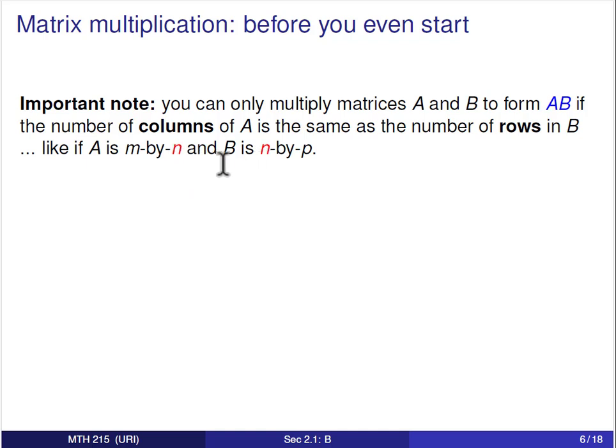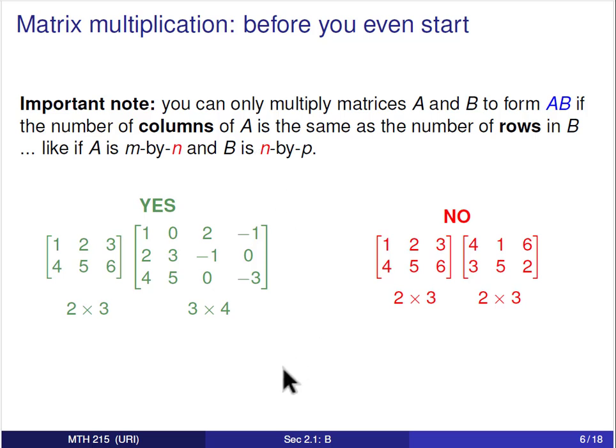But if you write the dimensions for A and B and the middle numbers don't match, if this n is not the same as that n, then you're not going to be able to do the matrix multiplication. So, for instance, we haven't said how to do the matrix multiplication yet, but as you take a look at these two matrices and you ask, is it possible to multiply them, you'd want to check the dimensions.